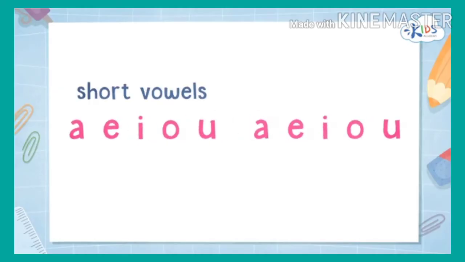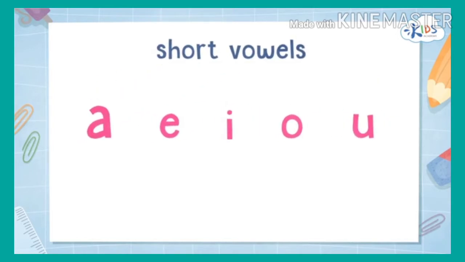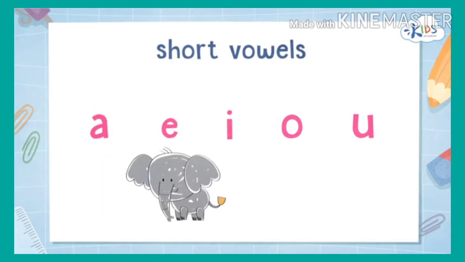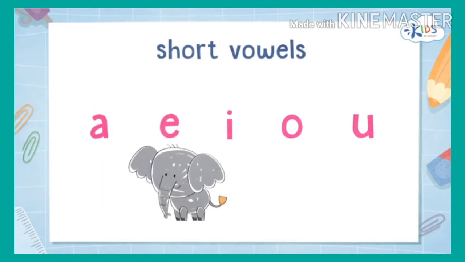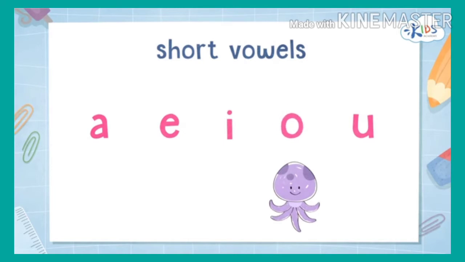Vowels. Vowel letters have short and long sound. Short vowel sounds are A, E, I, O, U. A, apple. E, elephant. I, iguana. O, octopus.